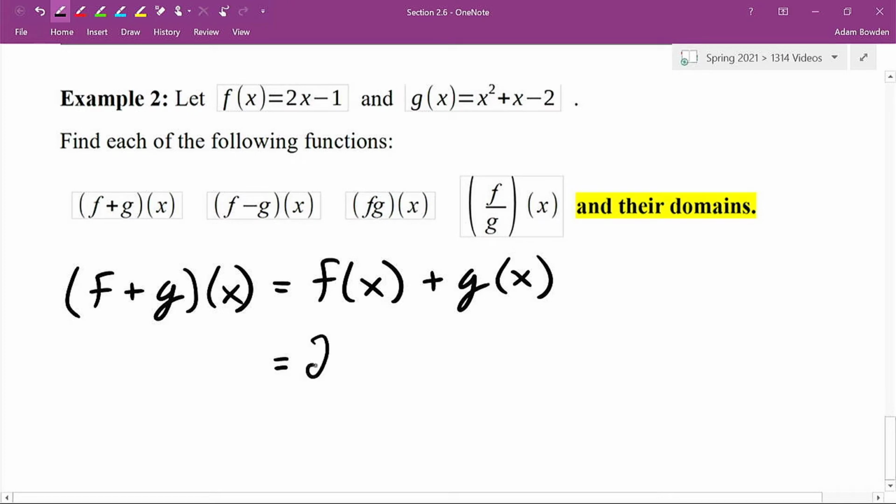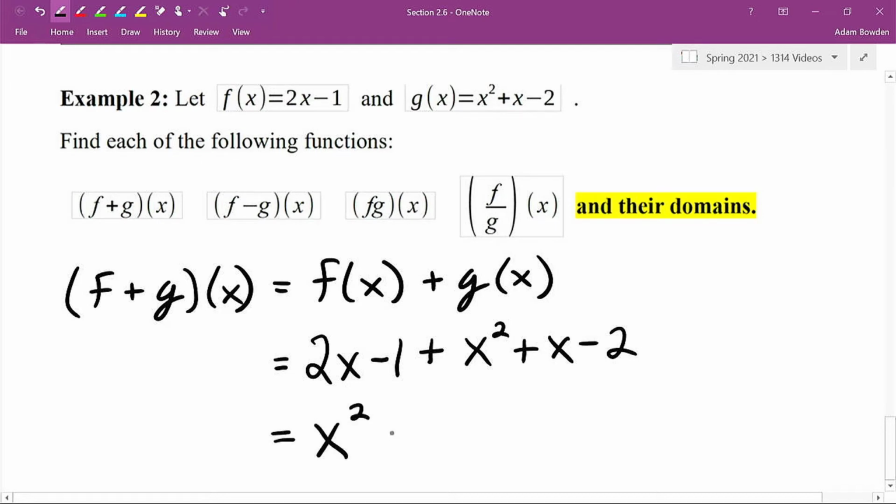So we start with f of x, which is 2x minus 1, plus the g of x, which is x squared plus x minus 2. So putting those together, we'll combine their like terms. We'll have an x squared. We have a 2x and an x, which go together to make 3x, a negative 1 and a negative 2, which go together to make a negative 3.